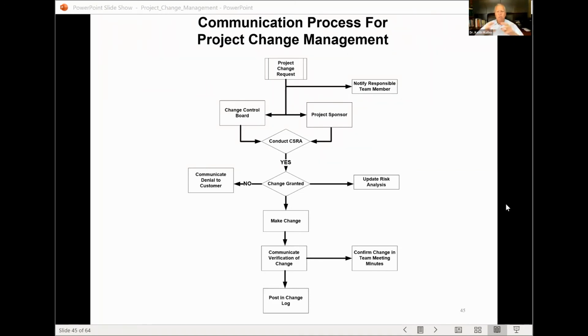Are you updating it to the customer? You're making the change, communicating a verification that the change has happened. You're putting it in the change log. And so all of these are part of that communication.